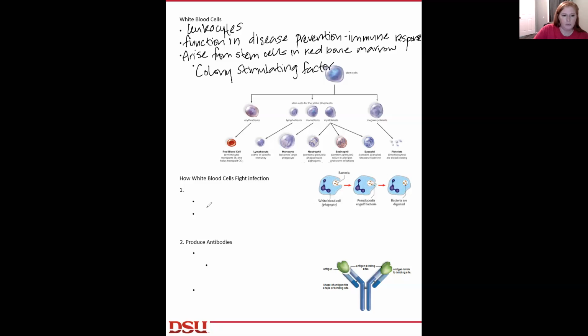All right, so let's move on to how white blood cells fight infection. The first is through a process called phagocytosis, which can be equated to cell eating, quote unquote. Really what happens is the white blood cell will engulf foreign matter.